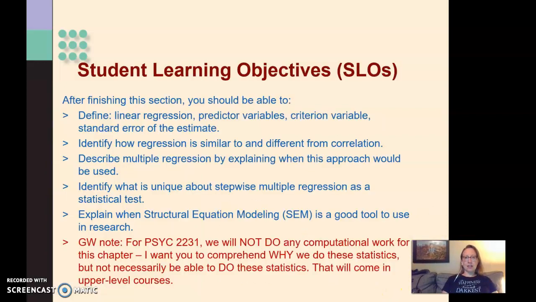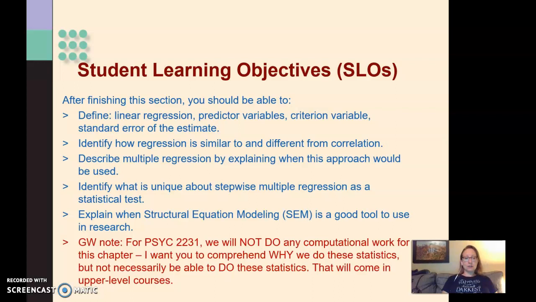And we're going to take a look at the learning objectives for this content, and then talk a little bit about regression. So when we finish out this section, we should be able to define linear regression, predictor variables, criterion variable, the standard error of the estimate, identify how regression is similar to and different from correlation, describe multiple regression by explaining when this approach would be used, identify what is unique about stepwise multiple regression as a statistical test, and explain when structural equation modeling is a good tool to use in research.